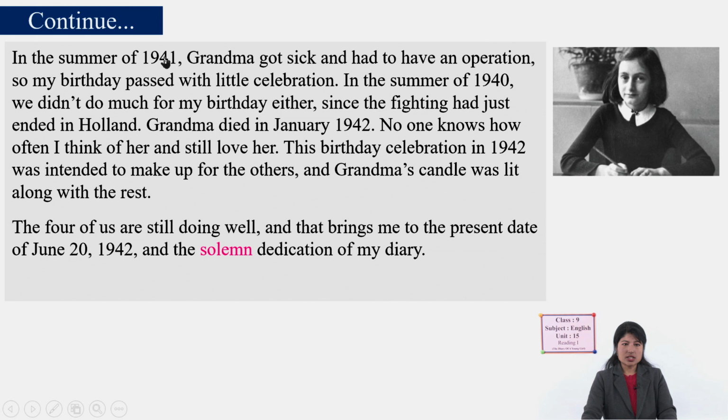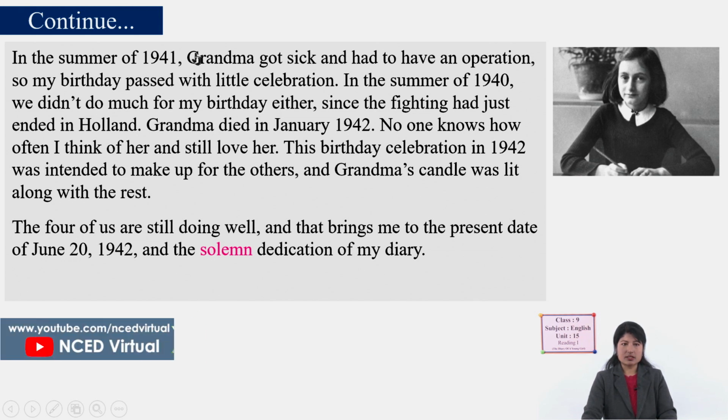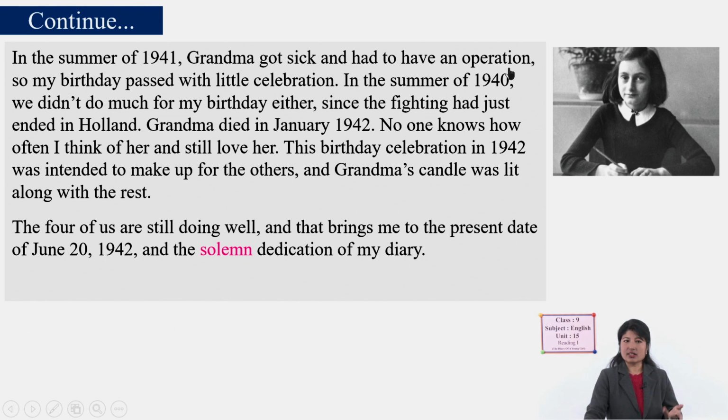And she continued her diary. In 1941 her grandma got sick and she had to go through an operation, so her birthday was also very light, and there was no great celebration. And in 1940 she could not celebrate her birthday properly because fighting had just ended in Holland, and her grandma died in 1942.